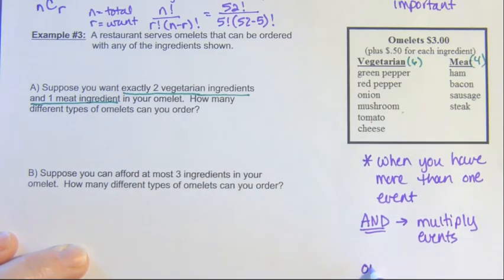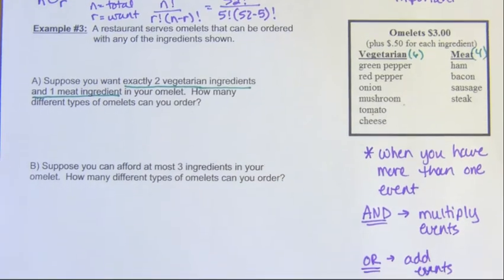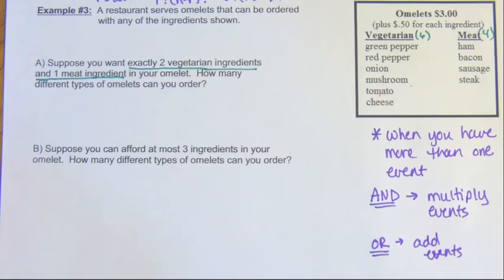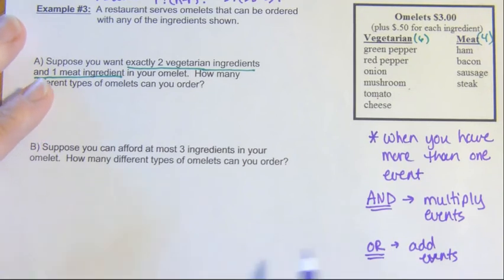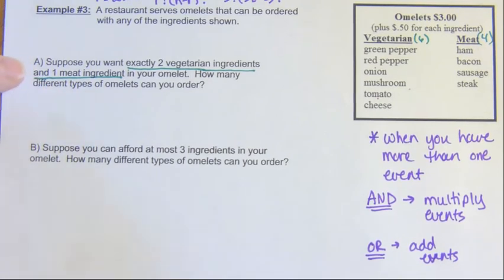If you see the word or, I want you to add the events together. So if you see and, you're going to multiply, or if you see or, you're going to add. Like if we said I want red or blue, you would add the 2 together. If I said red and blue, you would multiply them.